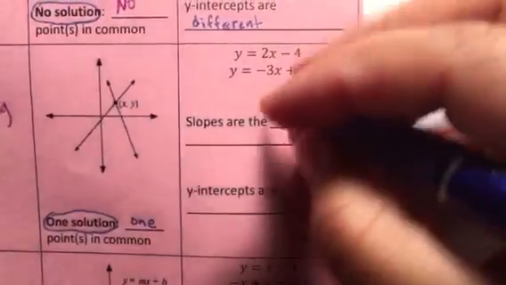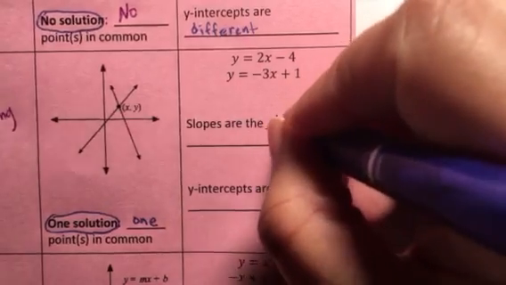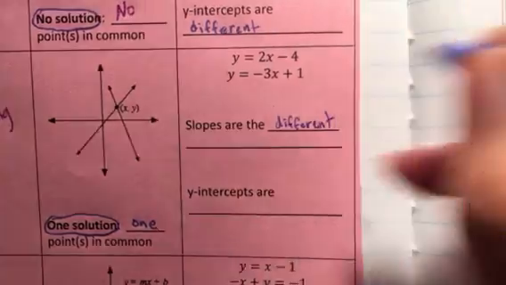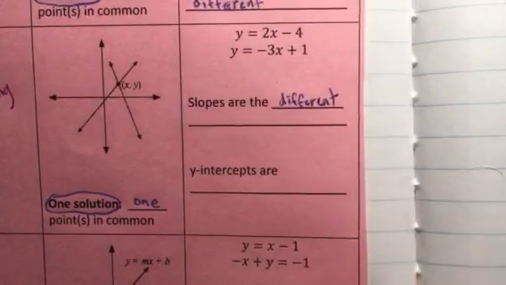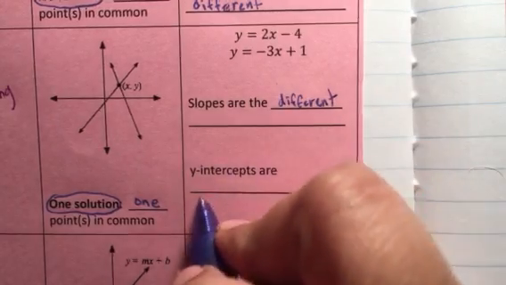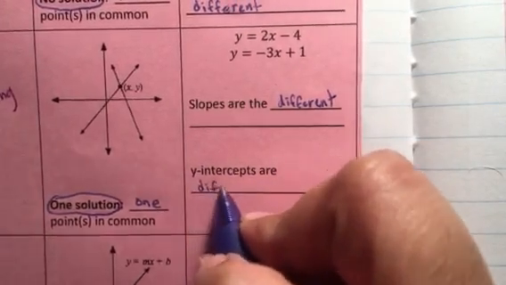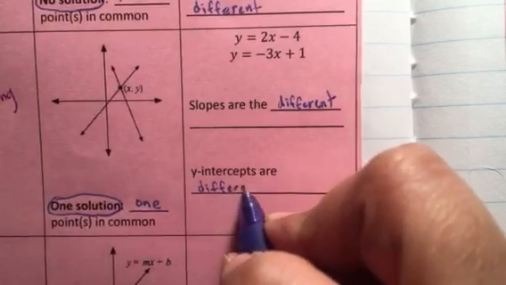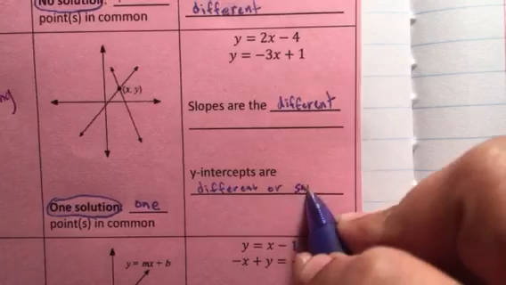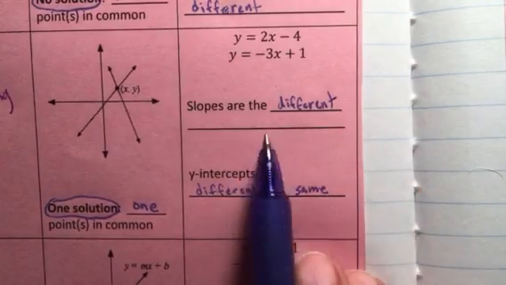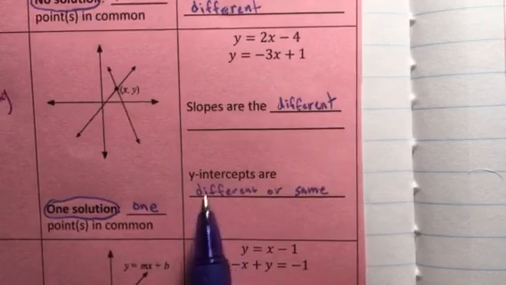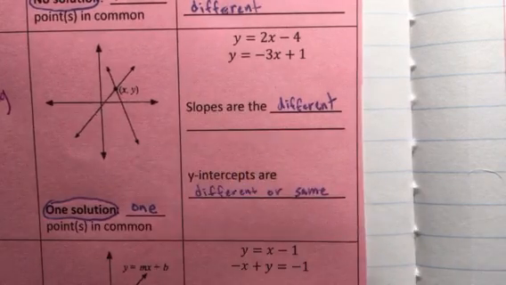Here I need you to know that the slopes are different. The y-intercepts can be the same or different, so this one can be both. But I need you to know specifically that your slopes will be different. You can have the same y-intercept, but you won't have the same slope.